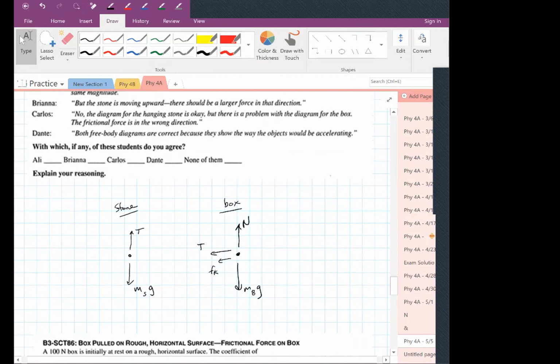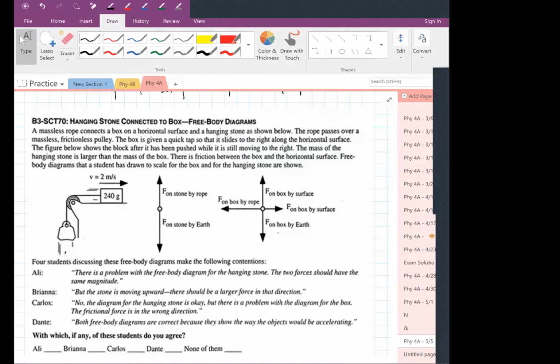Good. So we'll take a little break here, 10 minutes, and then we'll continue with Newton's laws and free body diagrams. Okay, let's do the next one.